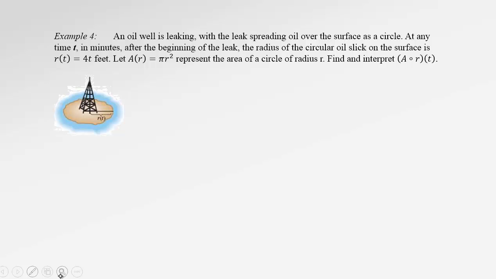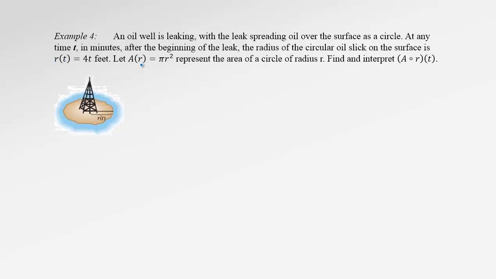The last example is an application problem. Let's see it. An oil well is leaking, with the leak spreading oil over the surface as a circle, like on this picture. At any time t in minutes after the beginning of the leak, the radius of the circular oil slick on the surface is r of t equals 4t feet. So we are given a function, radius in terms of time.